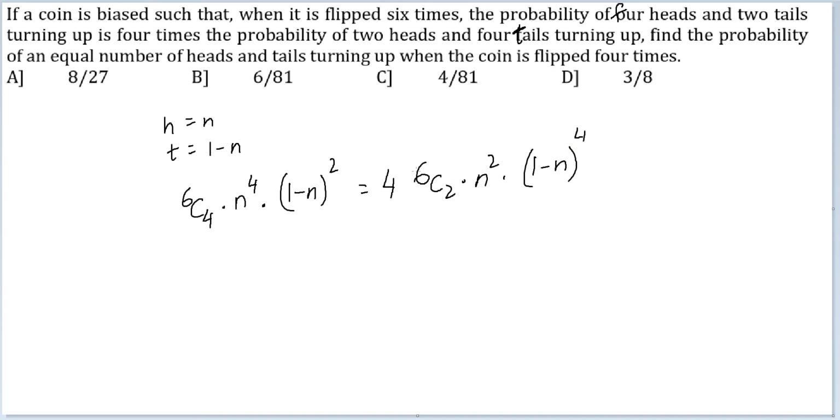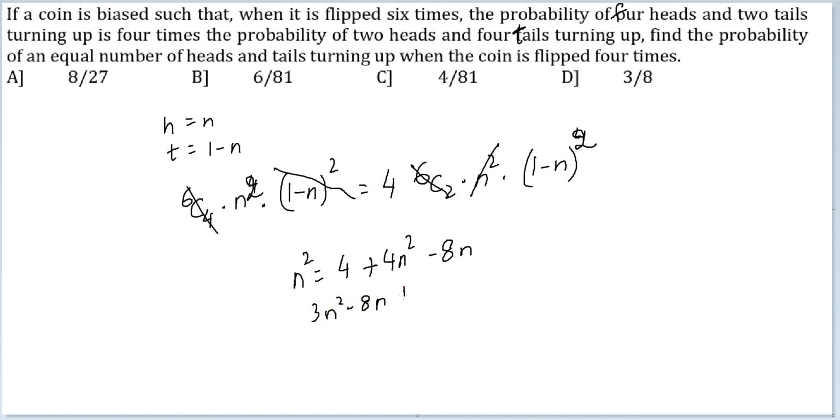Okay, 6c4 is equal to 6c2, so I can cancel it out straight away. N raised to power 4, n square, so I can cancel n square. This will turn into n square. I can also cancel out 1 minus n square, and this will turn to 1 minus n square. So now I have n square is equal to 4 plus 4n square minus 8n, or 3n square minus 8n plus 4 is equal to 0.